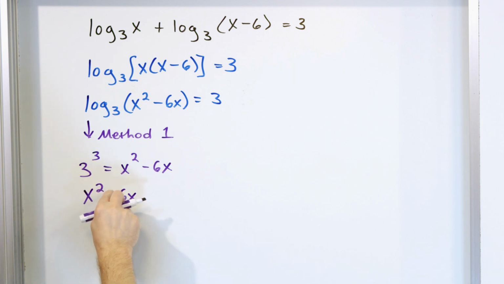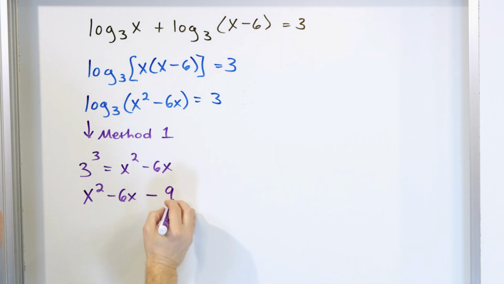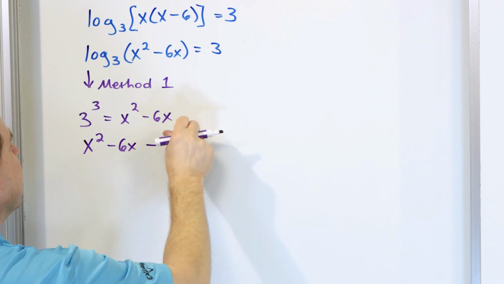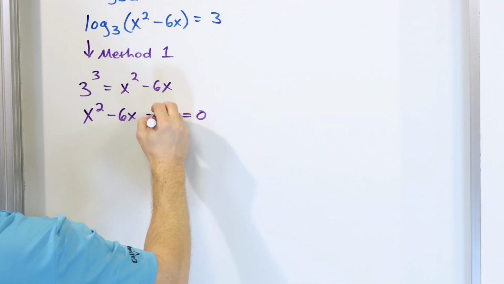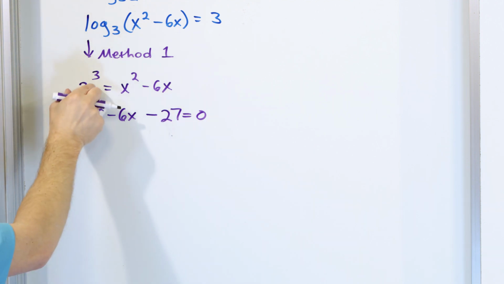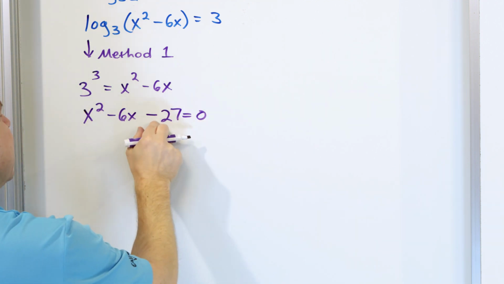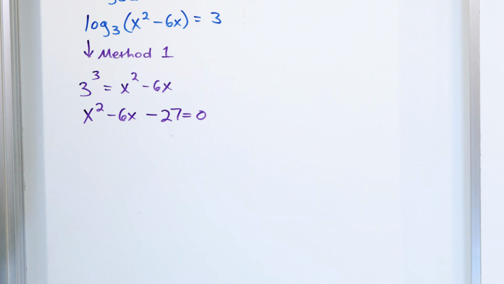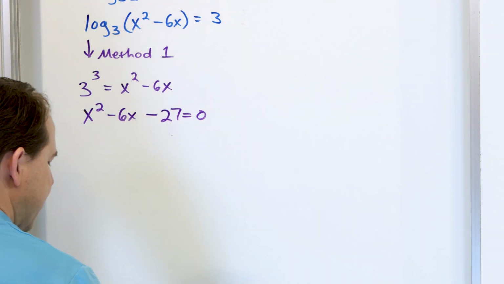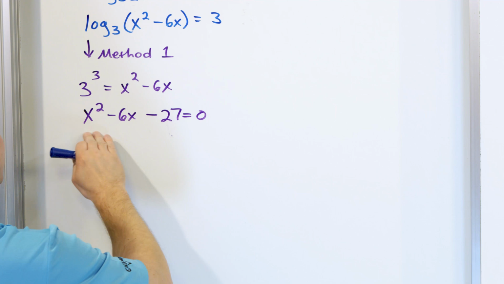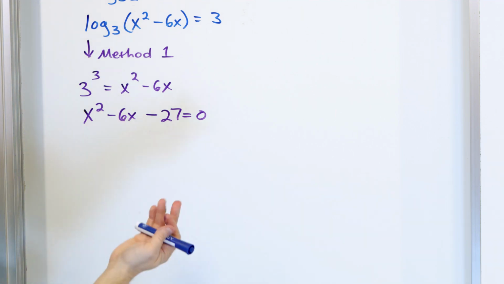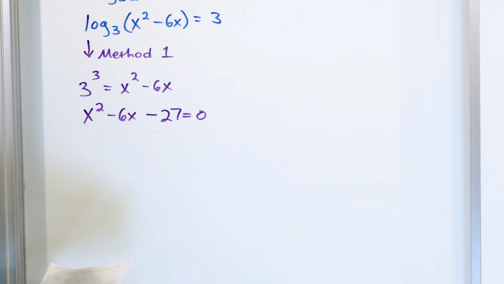I'm going to move this to the other side, so it'll be a minus sign, and 3 times 3 is 9. Actually, not 3 times 3 is 9, it's 3 cubed, so you're going to have 27, sorry about that. So we subtract it, bring it over here, it's going to be a negative sign, 27, and that's equal to 0. So now your logarithmic equation has reduced to a polynomial that we've solved many, many times.